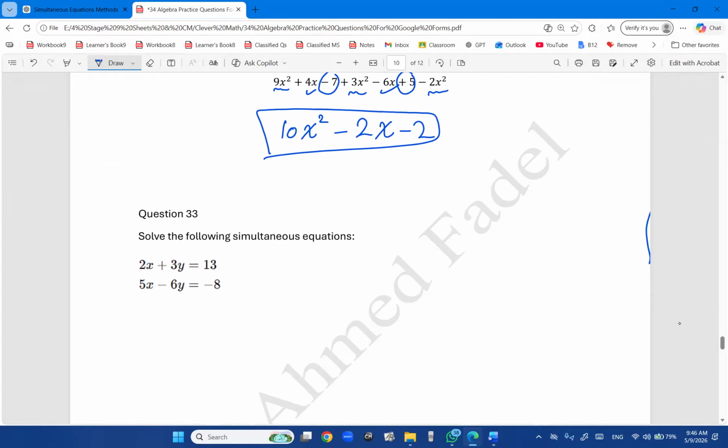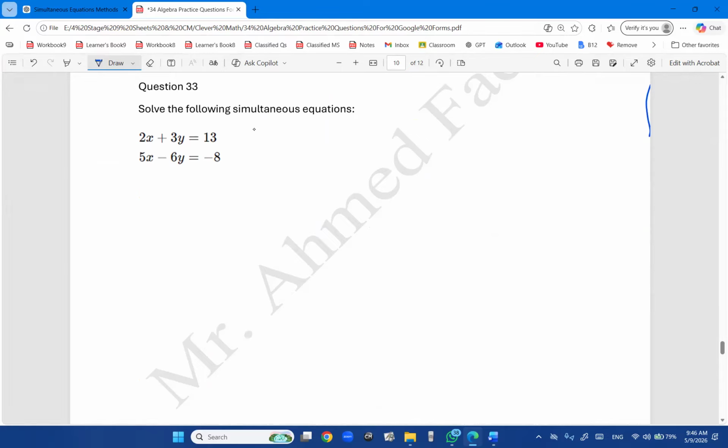All right, let's continue. Solve the following simultaneous equations. Look at this here. I must first look for something that helps me eliminate. I'm going to use the elimination method. How did you know? Because x and y are both on the same side in both equations. Once you find that x and y are on the same side of the equations, which is the left side here, then it's the elimination method.